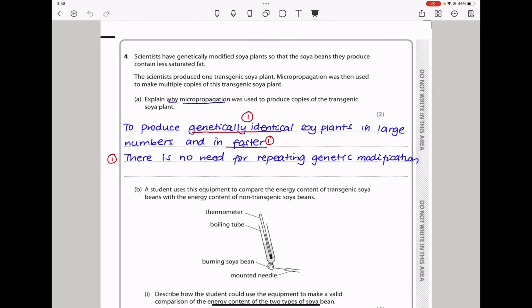Question 4. Scientists have genetically modified soya plants so that the soybeans they produce contain less saturated fat. The scientists produced one transgenic soya plant. Micropropagation was then used to make multiple copies of the transgenic soya plant. Explain why micropropagation was used to produce copies of the transgenic soya plant. This is to ensure that we have larger numbers of plants in a shorter period of time that are genetically identical. So I say to produce genetically identical soya plants in large numbers and at a faster or shorter period of time. There is no need for repeating genetic modification if we use micropropagation.